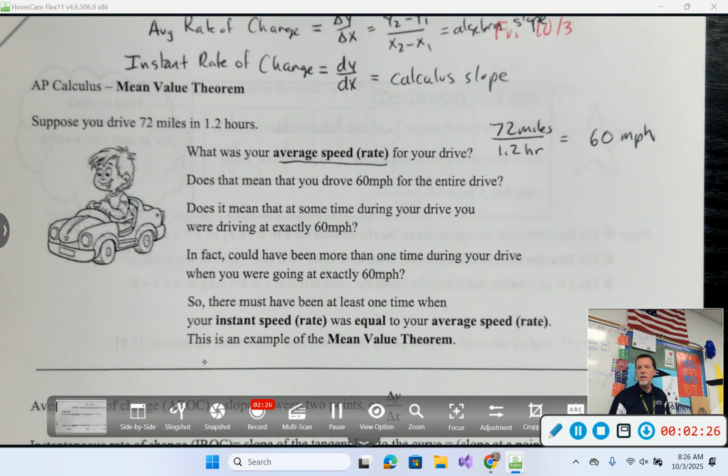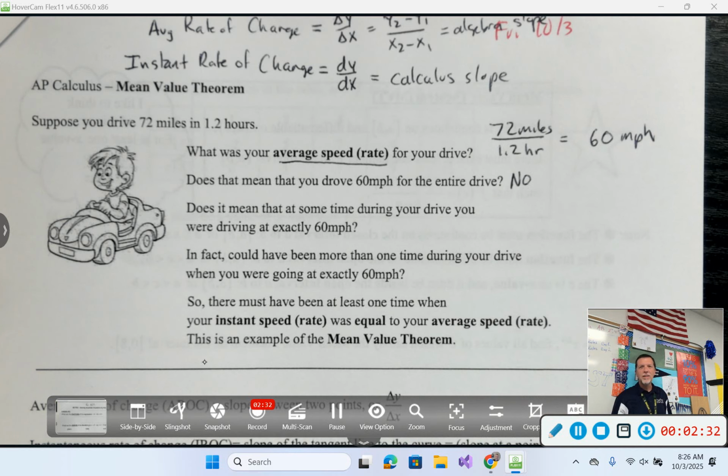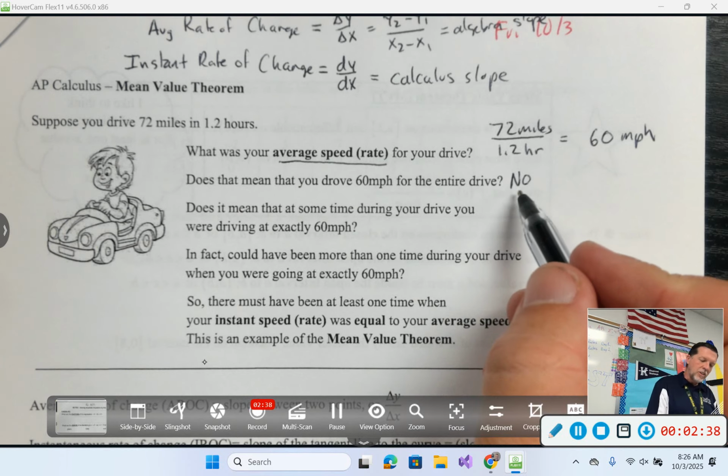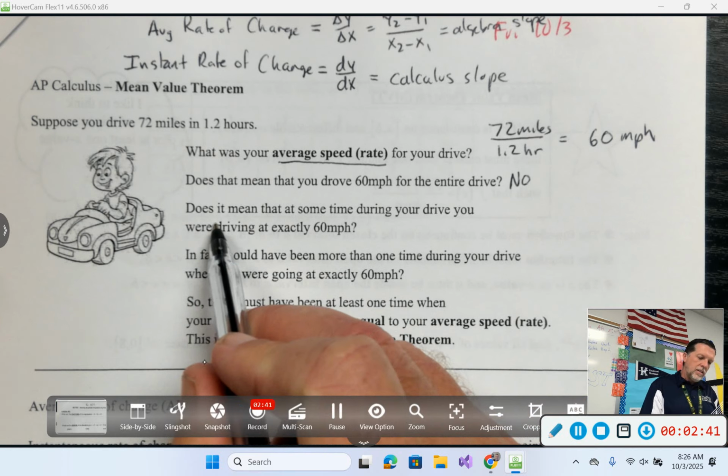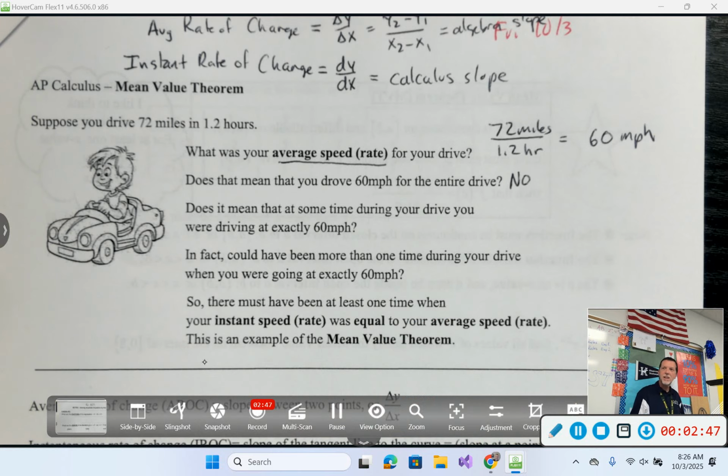Does that mean you drove 60 miles an hour for the entire drive? No, you guys have driven a little bit. If you went 72 miles in 1.2 hours, your average speed was 60, but you didn't go 60 the whole time, probably. Does it mean that at some time during your drive, you were driving exactly 60 miles an hour? What's the case for no then? If you say no, what do you say? Were we driving like 61 half the time, or like 59? Okay, that's a great answer. It's not quite right, but it's a good answer.